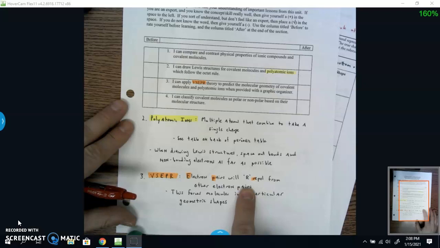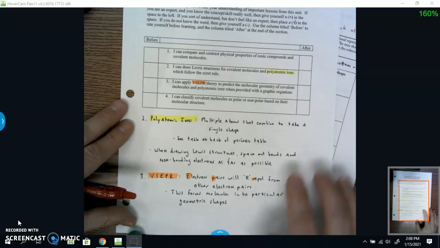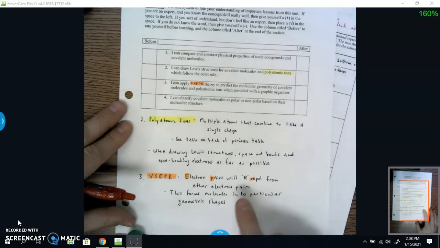Why is that? Well, pairs of electrons are negatively charged, and you all know that like charges repel. So a negatively charged pair of electrons will repel from other negatively charged pairs of electrons, forcing molecules into particular geometric shapes. Okay, and that's the concept that we're going to explore today in this packet. So you might want to hit the pause button right now and get those notes written down.